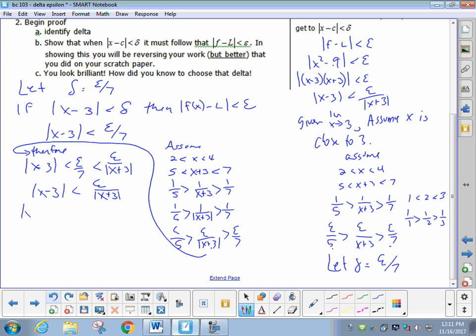So if I do that, |x plus 3| times |x minus 3| is less than epsilon. By the rules we've talked about, that's the same as the absolute value of x plus 3 times x minus 3 being less than epsilon, which is |x squared minus 9| less than epsilon, and therefore the difference between the function and the limit is less than whatever closeness you want. All right. How did that go?